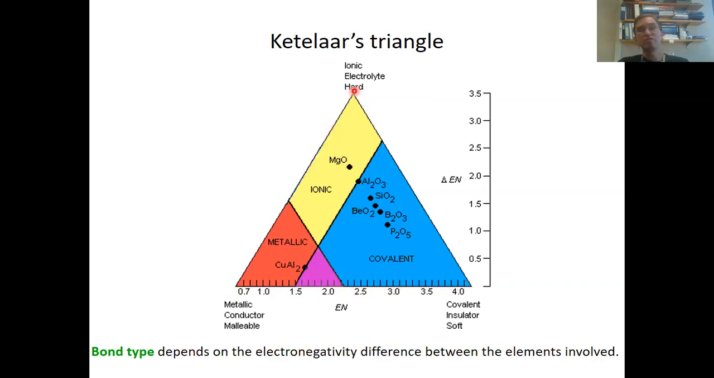And the closer they are located to this corner, the more ionic their character. The more they are located toward this corner here for the cesium, the more metallic their character. And the more they are located toward this corner here, the more covalent. Okay, so you see, for instance, magnesium oxide lies here.